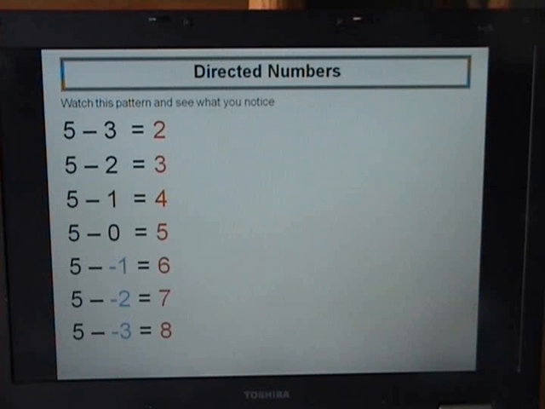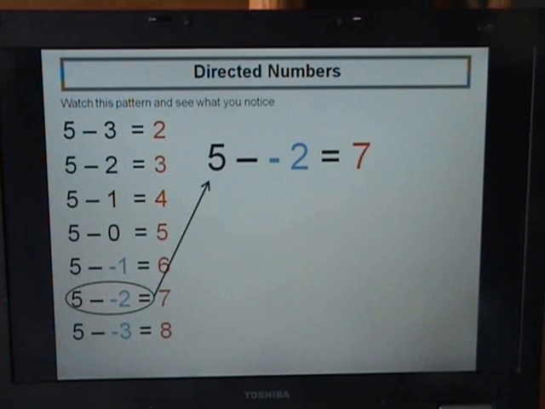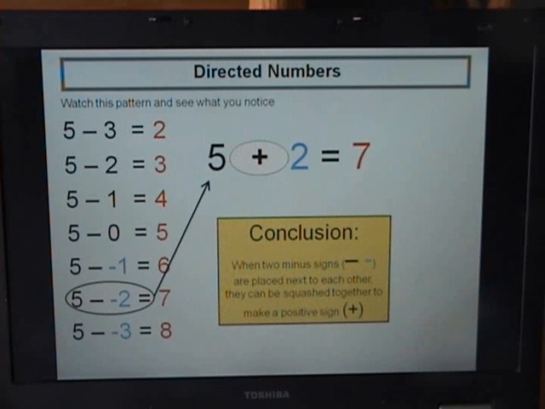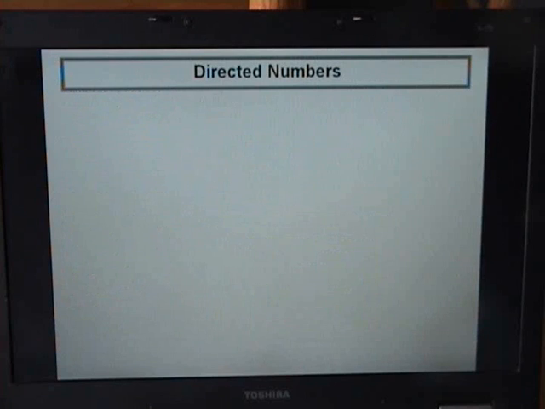So what's going on, and are there any shortcuts? Well, yes, there are. And this is where the squashing rules come into effect. Because if I see two minuses, or a minus with a negative next to each other, I can actually gather them up, squash them together, and turn them into a plus. And we know that 5 plus 2 is 7. Two minuses next to each other, I can gather them together, squash them together, turn them into a positive.